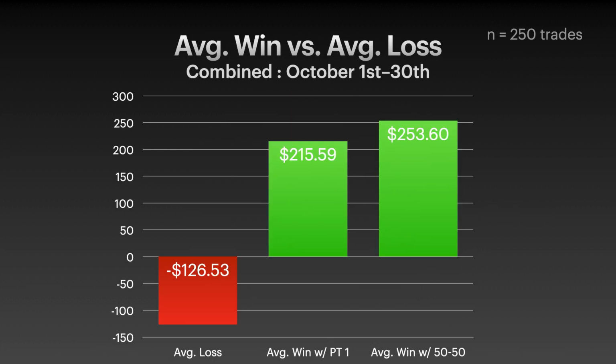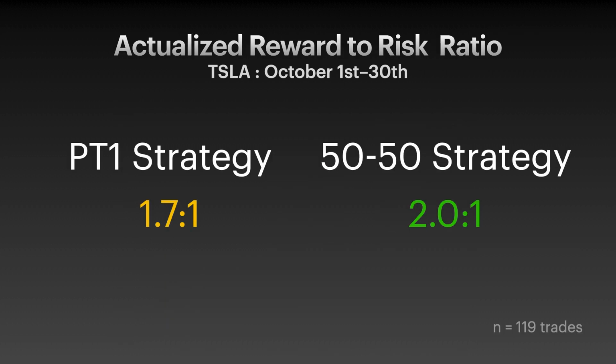Average profits and losses of $127 average loss, $216 average profit target 1 strategy profit, and $254 average 50-50 strategy profit. Reward to risk ratios of 1.7 to 1 for the profit target 1 strategy and 2 to 1 for the 50-50 strategy. Here are the combined win rates by hour of the day.